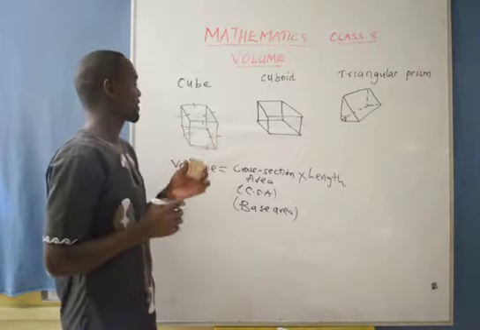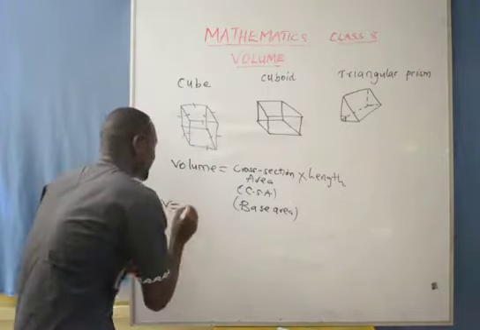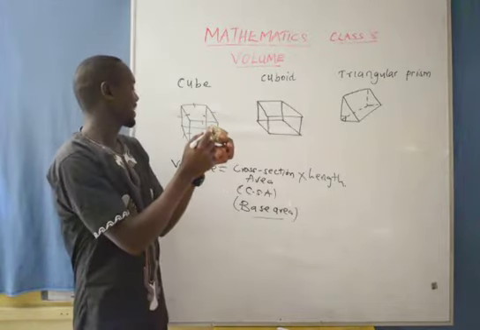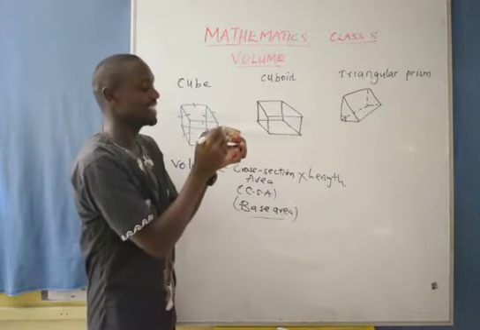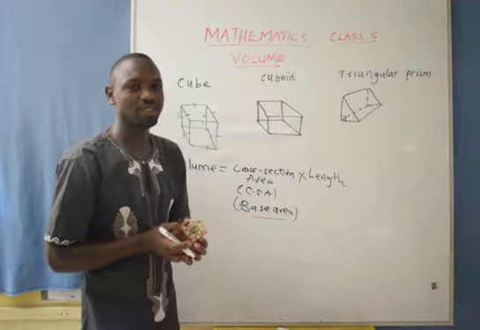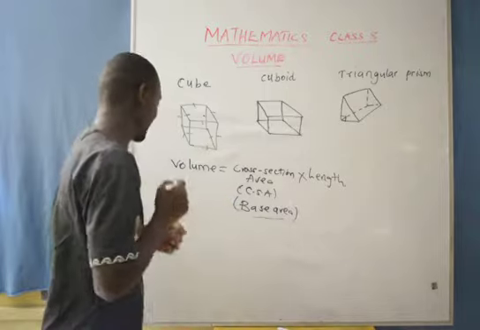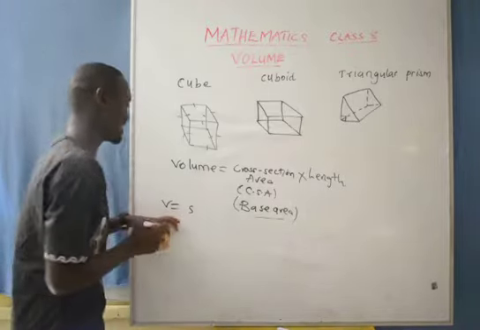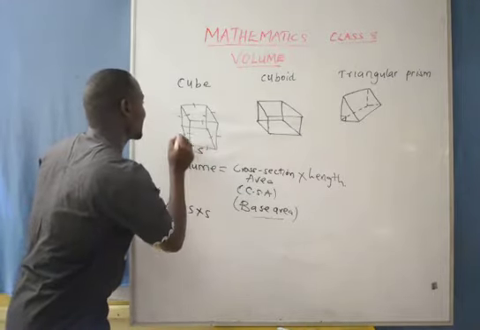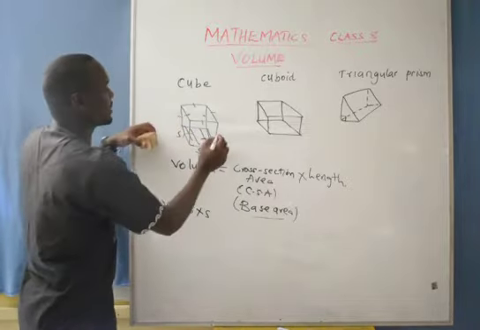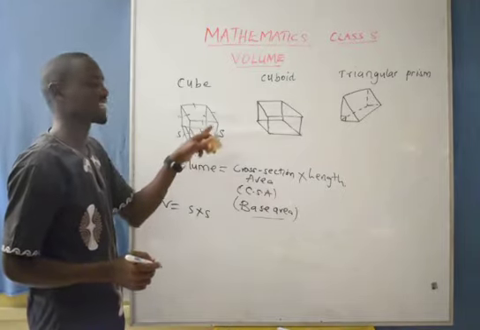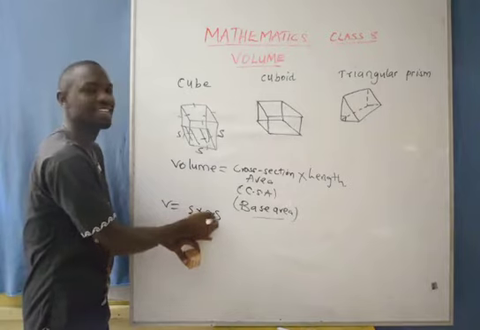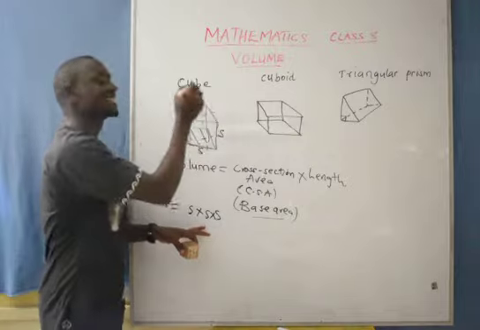So in the case of a cube, to get the volume, we get the area of the cross-section or the base area. In a cube, the area of the cross-section is a square. So how do we get the area of a square? Remember, the area of a square is given by side times side. So to get the volume of a cube, we get the base area, that is side times side, then times the height. The height here is also the side of this square which is facing us. So the formula for getting the volume of a cube is side times side times side.